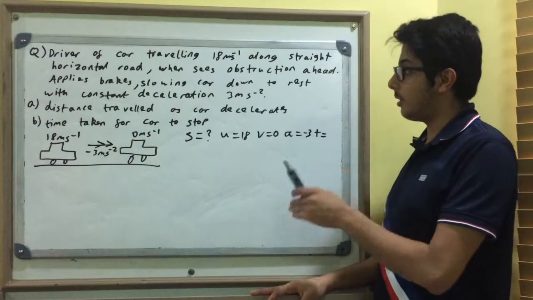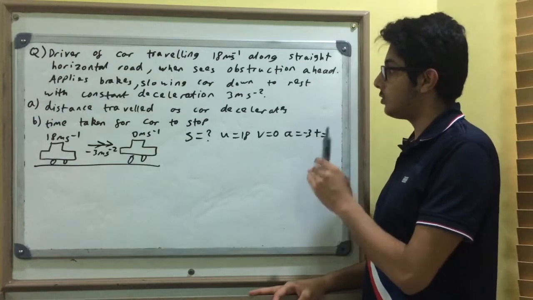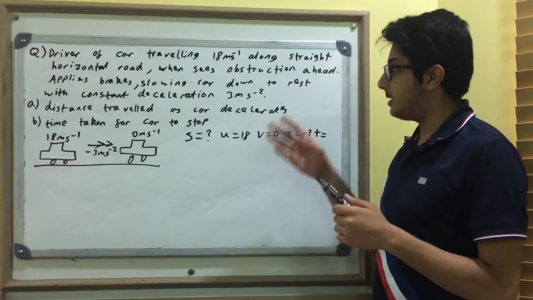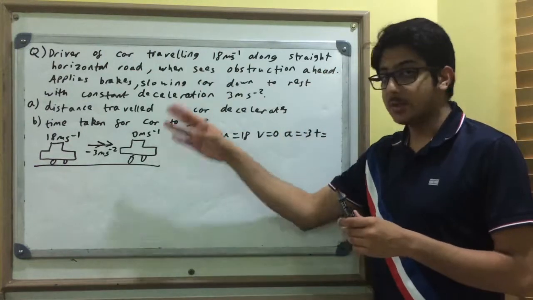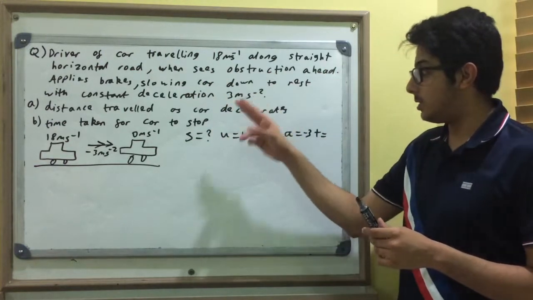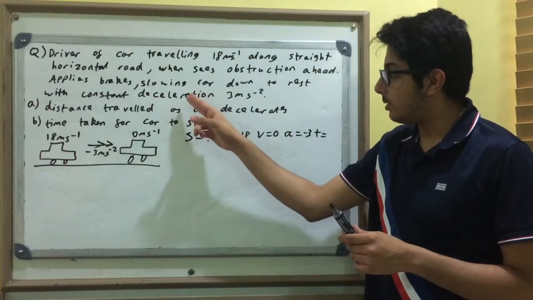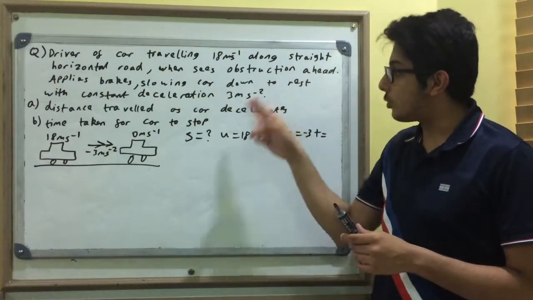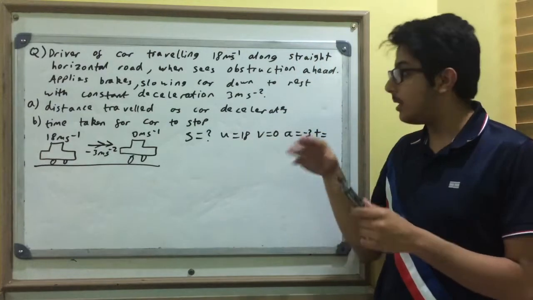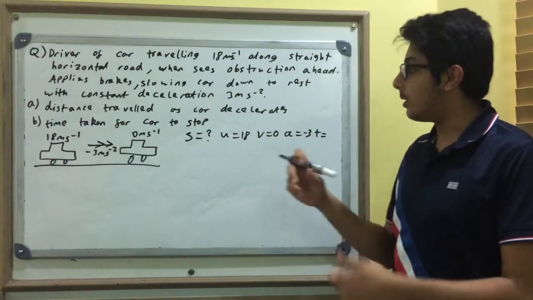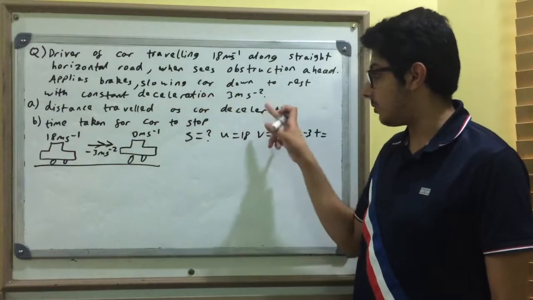Okay, so the driver of a car is traveling at 18 meters per second along a straight horizontal road when he sees an obstruction ahead. He applies the brakes, slowing the car down to rest with constant deceleration 3 meters per second squared. So, constant deceleration along a straight horizontal path, so it's a Suvat question. Now I want you to find the distance traveled as the car decelerates.